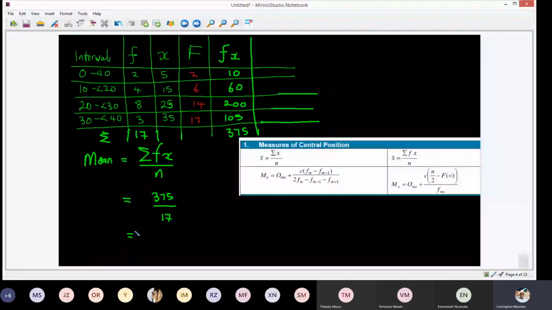You get 22.06 if we round up. That's how you calculate your mean. Right. Any questions on the mean calculations?